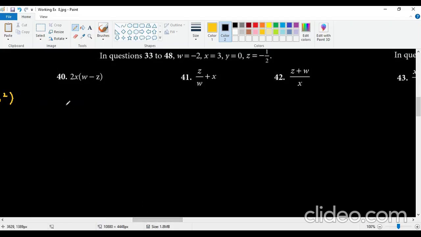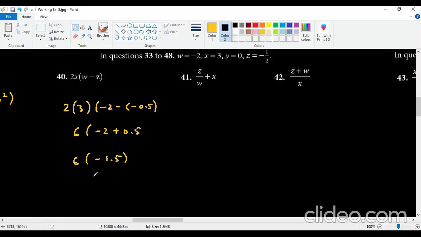For question number 40, it is 2 times w, 2 times x is 3, and then inside the bracket you have negative 2 minus 0.5. So this is going to give you 6, negative 2 plus 0.5, so 6 times negative 1.5. 6 times 1.5 is going to give you 9, so negative 9 is going to be your final answer.